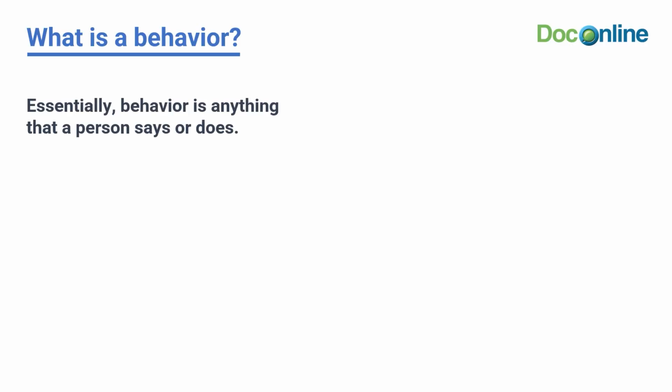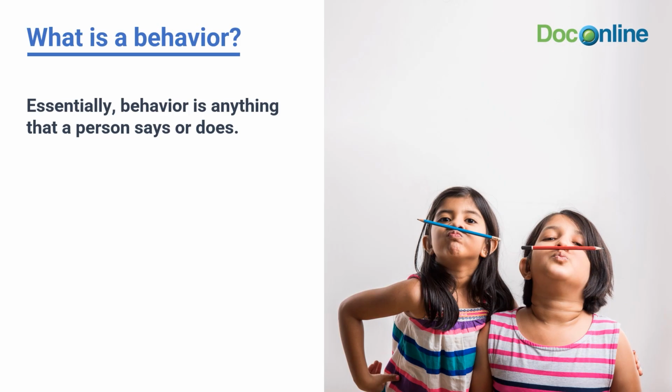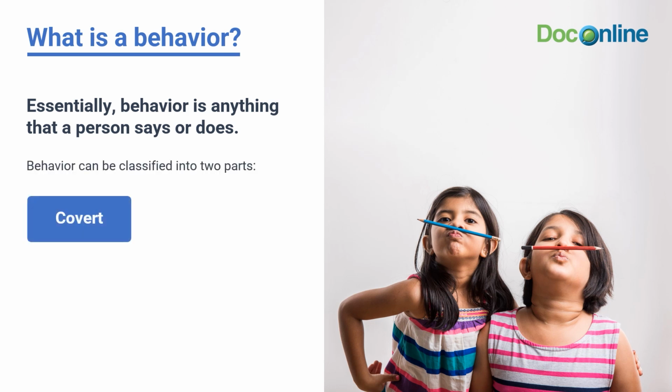To start with, let's distinguish between the two main kinds of behaviors. First is the covert behavior, which we cannot observe through our eyes. For example, a thought process. The other is the overt behavior, which is the behavior we can see happening in front of us. This is the one we can quantify and then modify through various techniques.